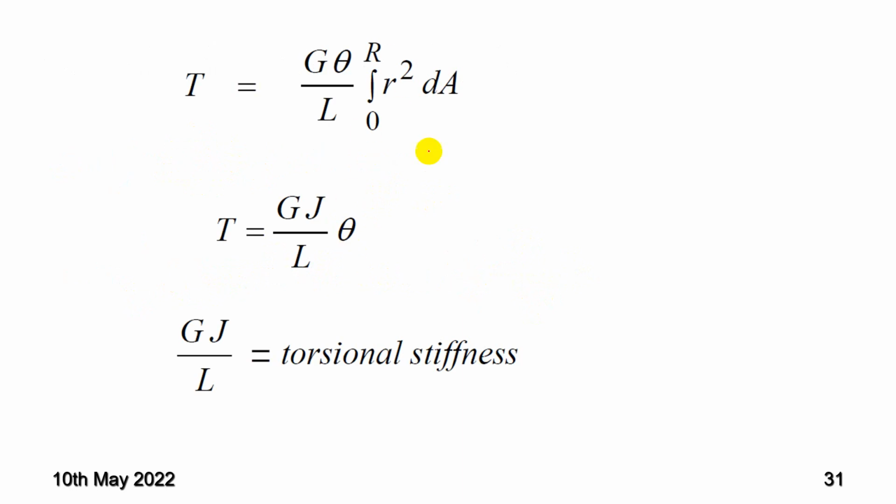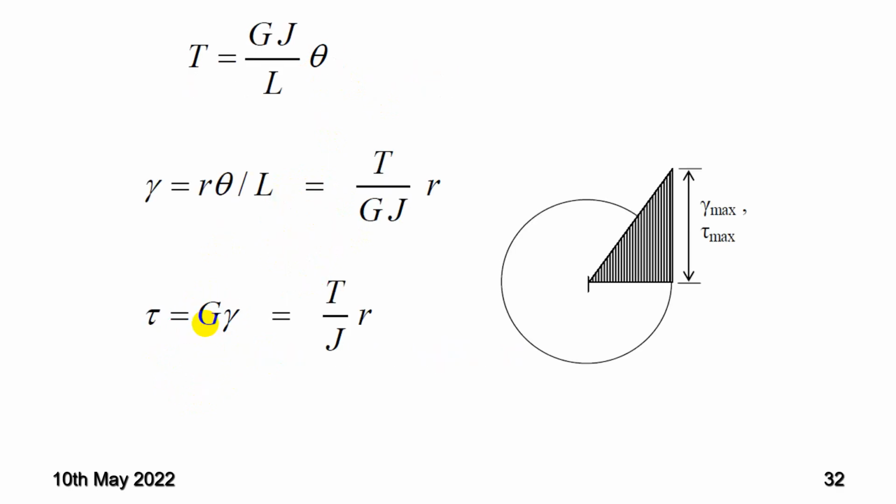So if you substitute J here, you get G theta J over L, and if you rearrange it, it's G J over L into theta. So this is a constant, this is theta rotation, this is torque, so that is called the torsional stiffness, GJ over L. Using that we can determine the values.